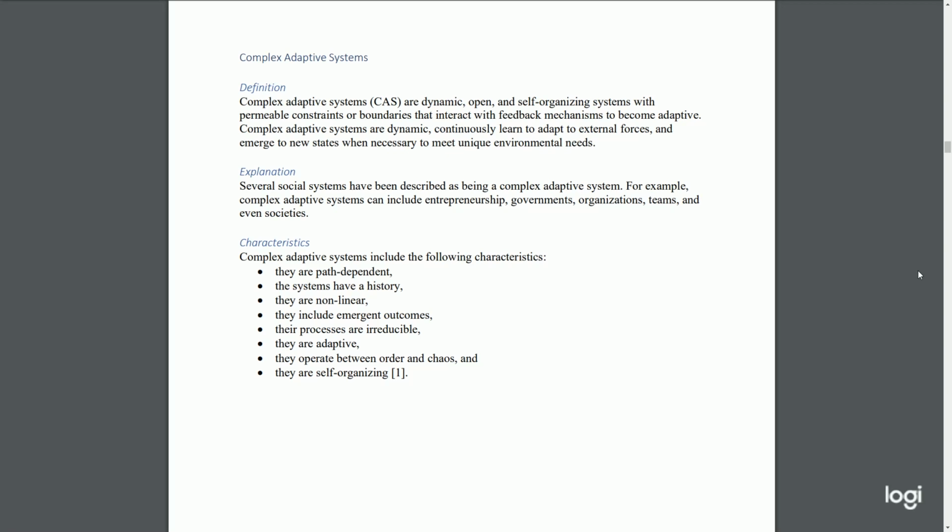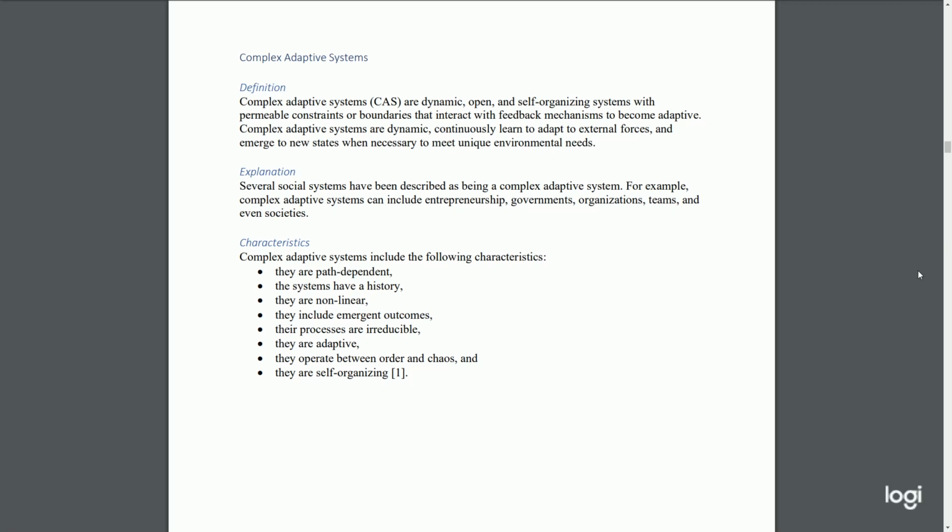Explanation. Several social systems have been described as being a complex adaptive system. For example, complex adaptive systems can include entrepreneurship, governments, organizations, teams, and even societies.